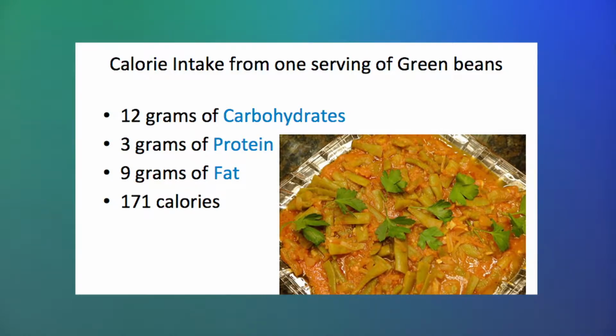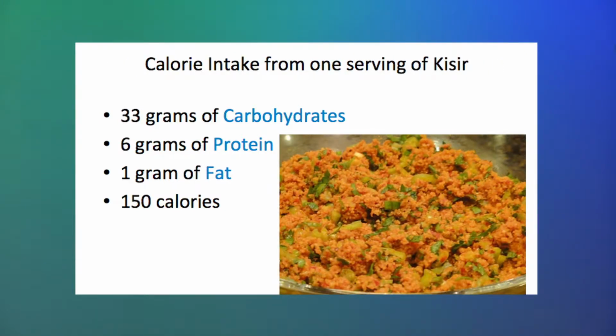One serving of green beans contains 12 grams of carbohydrates, 3 grams of protein, 9 grams of fat, and 171 calories, while one serving of kısır contains 33 grams of carbohydrates, 6 grams of protein, 1 gram of fat, and 150 calories. Our goal here is to have the right amounts of carbohydrates, fat, and protein from these two Mediterranean dishes while minimizing the cost. You are now given all this information summarized in a handout. Work with some other students and come up with some reasonable combinations of these two foods.